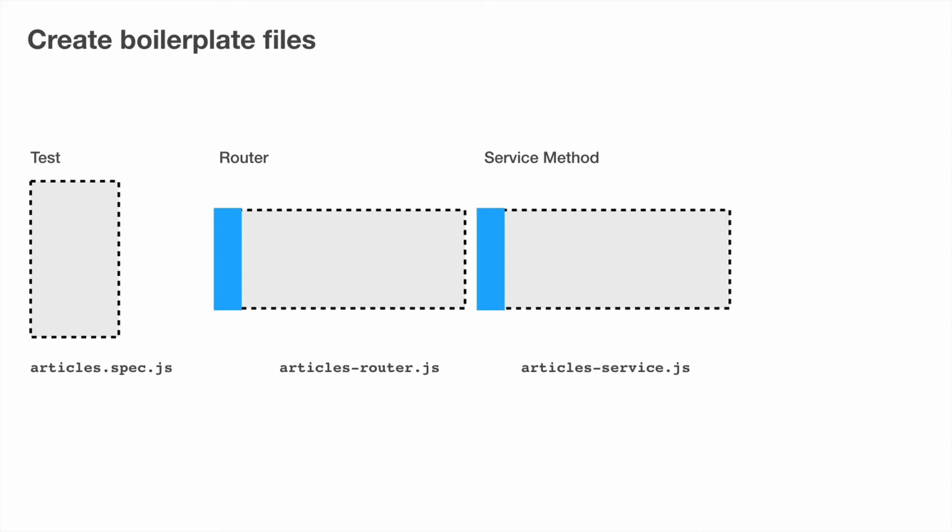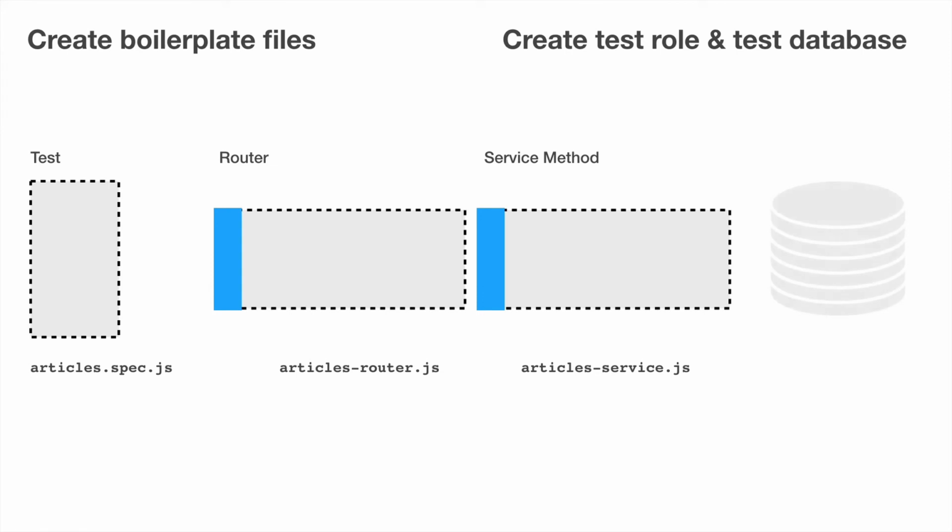Your service method object will have its connection to the database ready to go. You'll have to set up a new test role and a new test database. You won't use your development database for this. You certainly won't use your production database for this. So at this point, you've got your basic boilerplate ready to go to start factoring in your functionality, building your functionality.